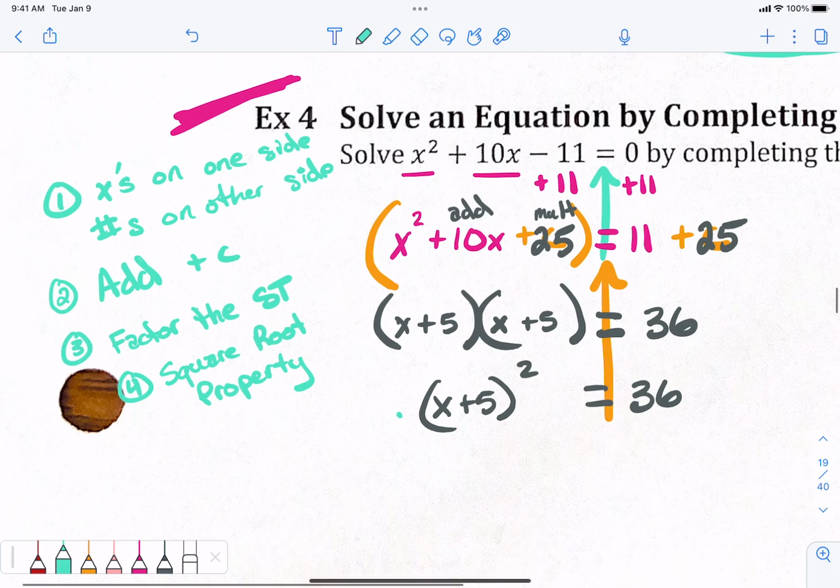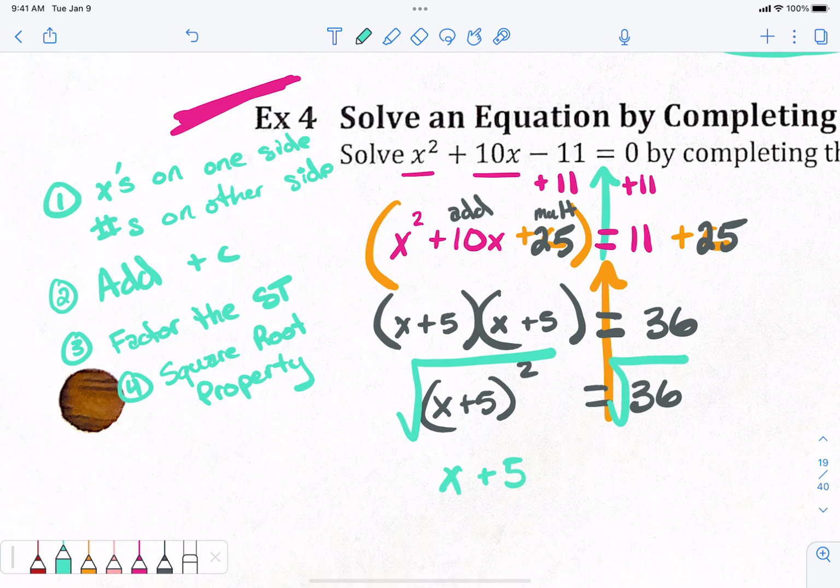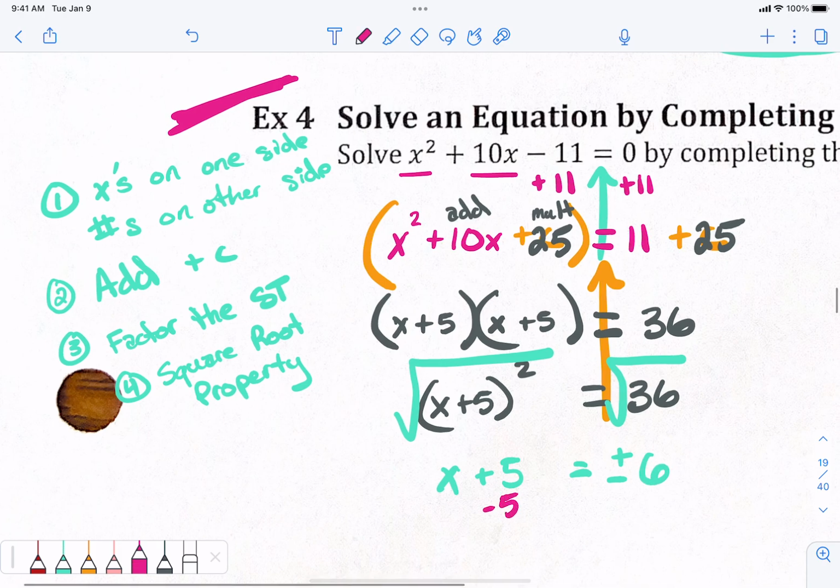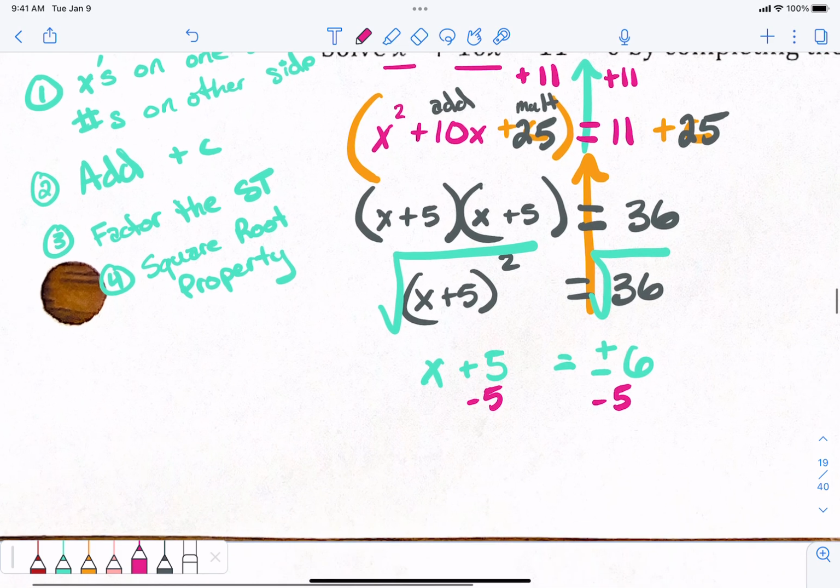Okay, so if I take the square root, x plus 5 is just going to fall out of there, right? Equals, what's the square root of 36? Positive 6 and negative 6. Don't forget it. Okay, now, last thing. Subtract the 5, right? So, if it's positive 6 minus 5, that is 1. If it's negative 6 minus 5, that is negative 11.